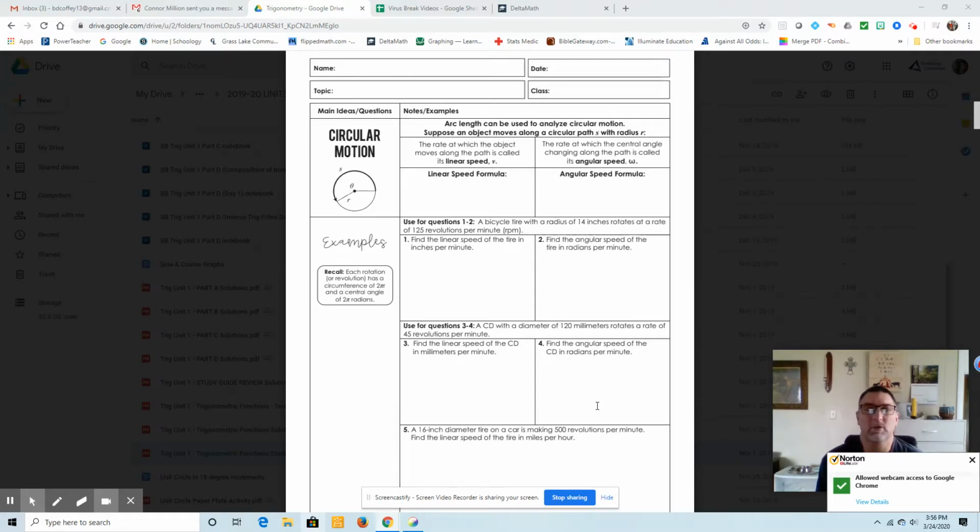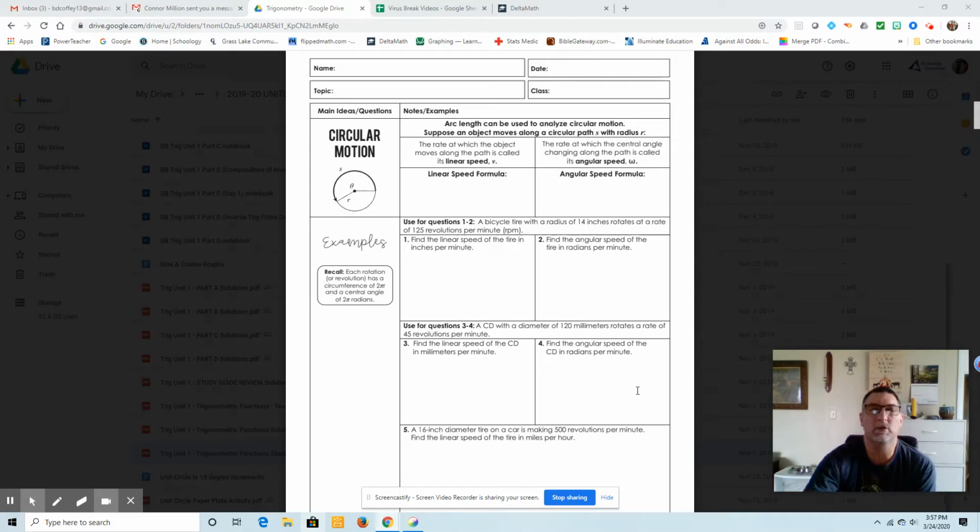Hey, Precalc students. So I'm going to continue on some of the trig that you were working on last week. Today I'm going to talk about circular motion. And when we're talking about circular motion, there are two different types of circular motion.